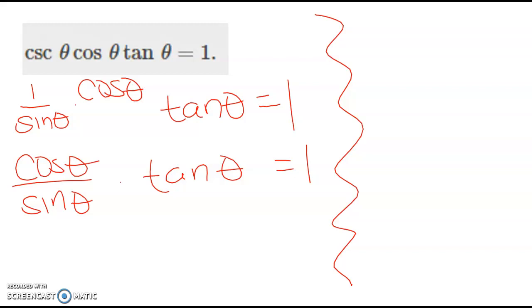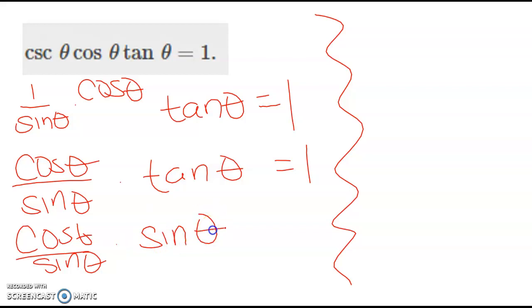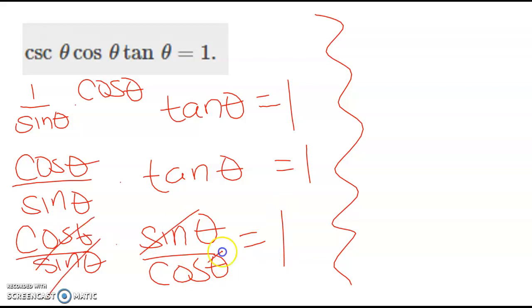So for the first way, I'm going to say cosine theta over sine theta. Well, we know that tangent is also equal to sine theta over cosine theta. And we know that when I multiply this through, my sines cancel out, my cosines cancel out, and I'm left with just 1. So that one works out.